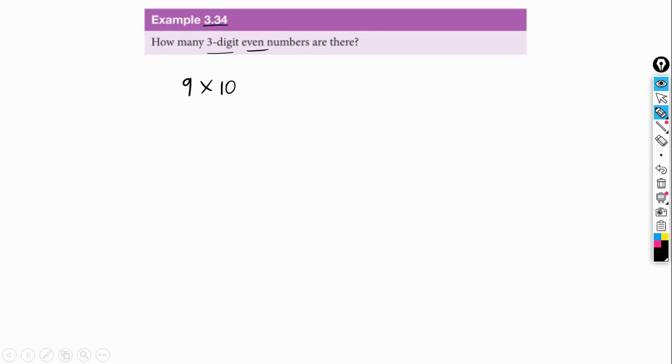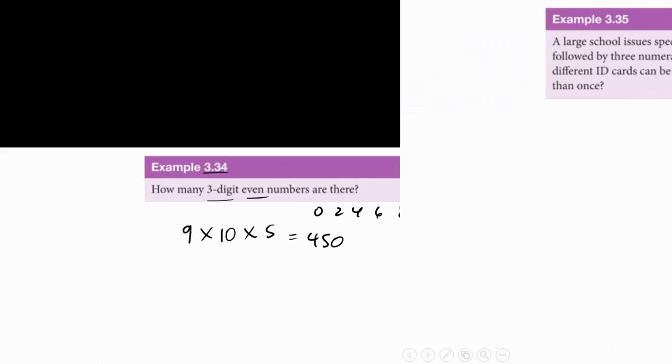But then it says they're even numbers. Therefore, in the third place, we would have 5 possibilities, right? 0, 2, 4, 6, and 8. So this would be 9 times 10 times 5, and this is going to equal 450. So the answer is 450 3-digit even numbers.